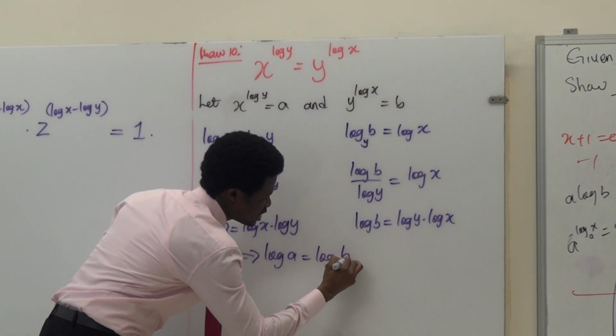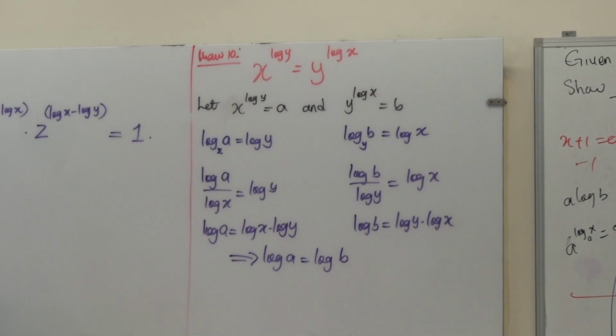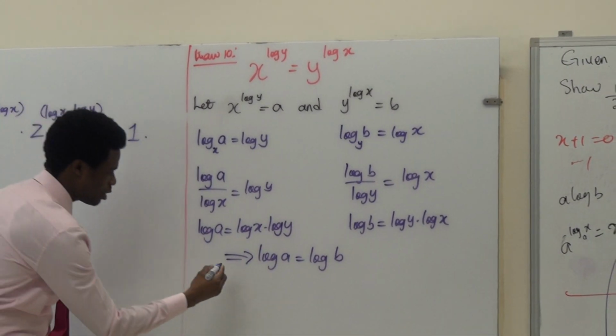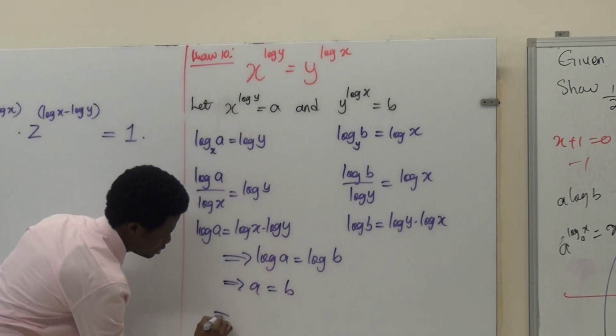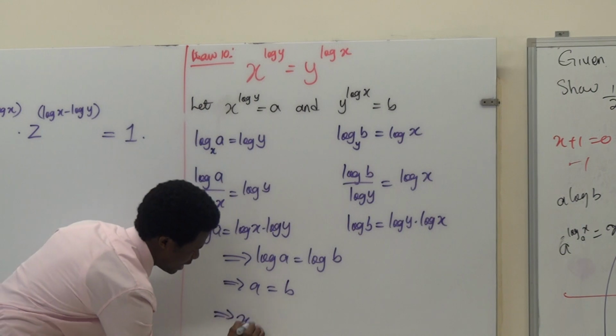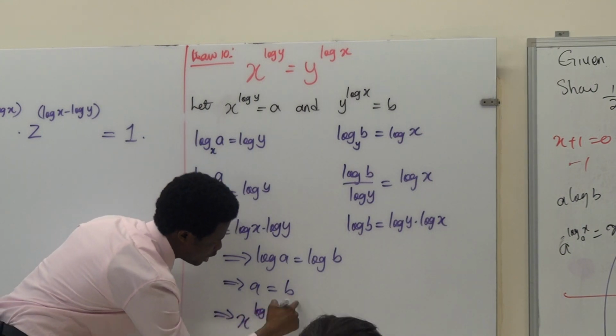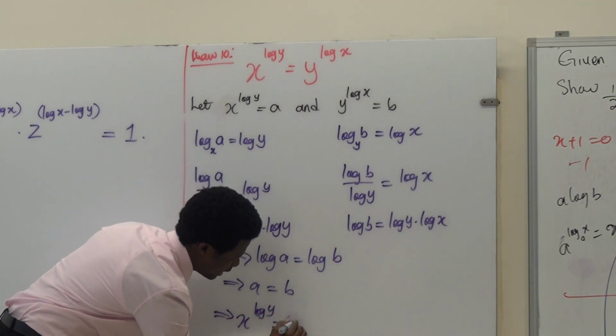So if log a equals log b, what does that tell us? That's when what you said applies: a equals b. And what is a? So put it back. What is a? x to the power log y equals b, which is y to the power log x. That's it.